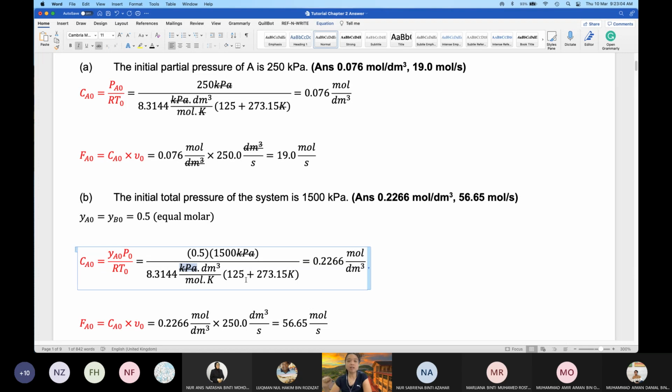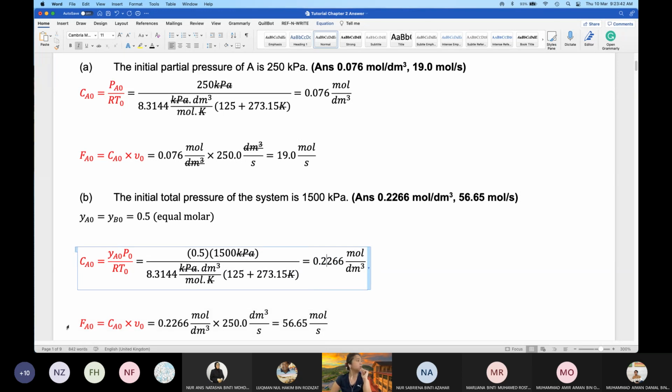The temperature is still the same, 125 Celsius, but since the temperature unit in my R value is Kelvin, I straight away convert my temperature from Celsius to Kelvin. From 125 Celsius, you just add 273.15, that's the conversion factor. Now I can cancel kilopascal, I can cancel my Kelvin, and I'm left with once more mole per dm cubed, which is my concentration unit. So you calculate the number, you will get 0.2266 mole per dm cubed.